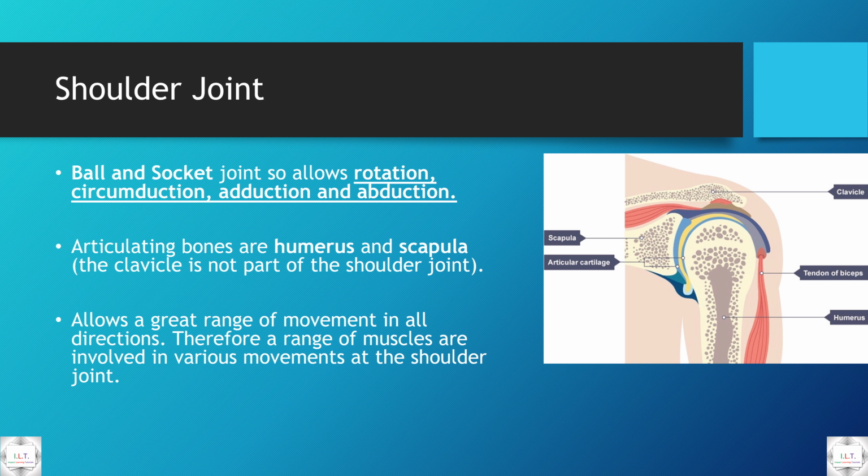So the shoulder joint is another example in the body of a ball and socket joint. So just like the hip, the shoulder can also perform a greater range of motion with abduction, adduction, circumduction and also rotation taking place. So the shoulders and the hip are the only ball and socket joints within the body. And at the shoulder joint, the main bones that you need to remember are the humerus and the scapula.